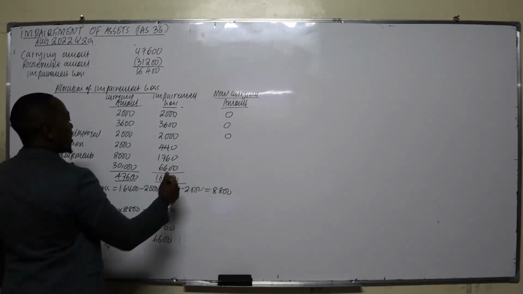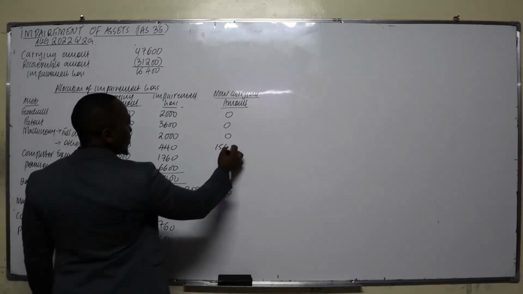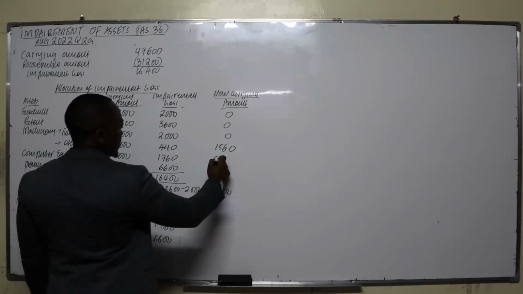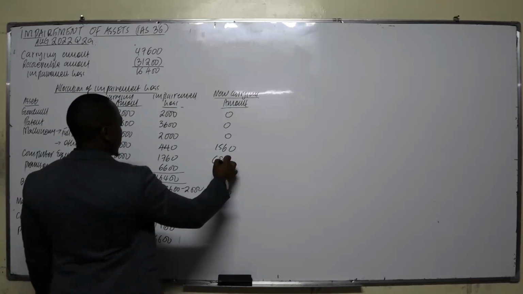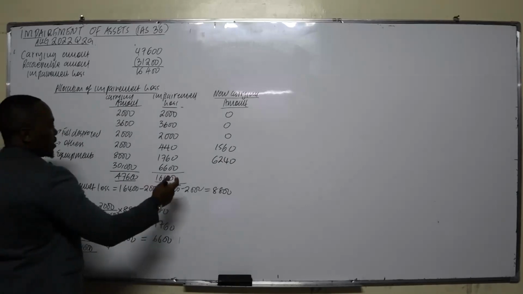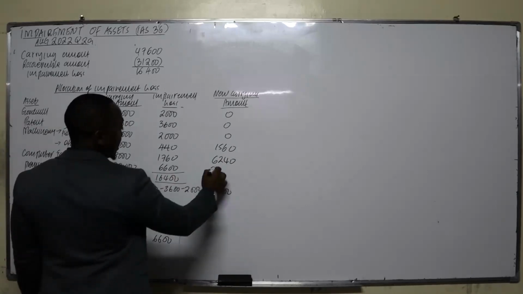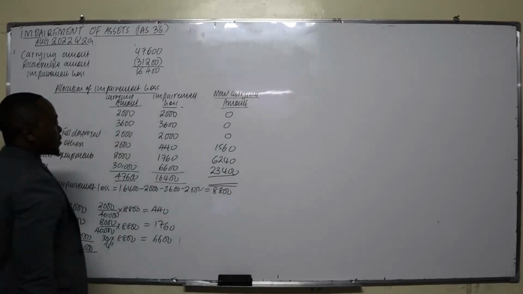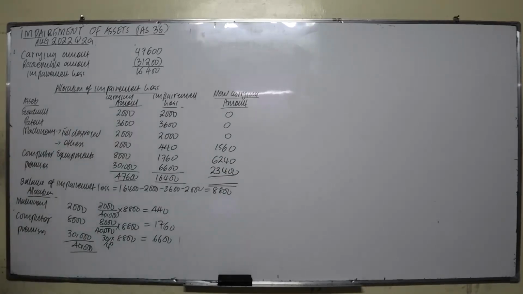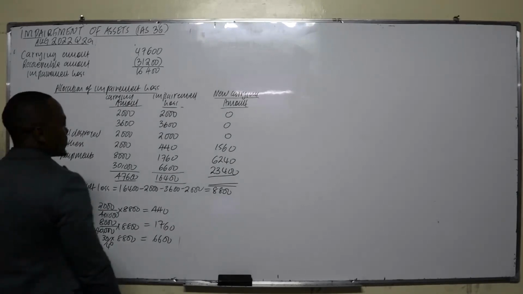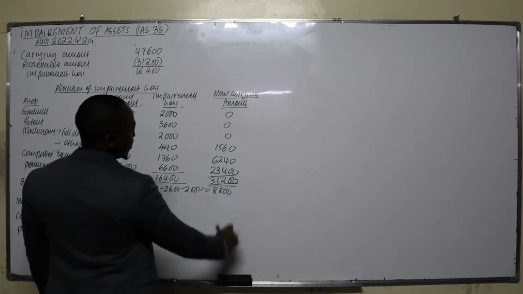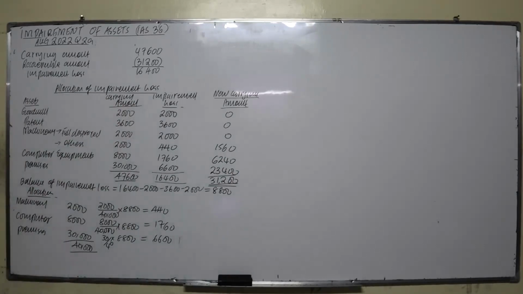Now give me the new carrying amount. This one will be 1560. This one will be, is it 6240? What about this? This one will be 23,400, right? Add the total. Is it that one 200? Good. That's what you're supposed to allocate. You can copy.